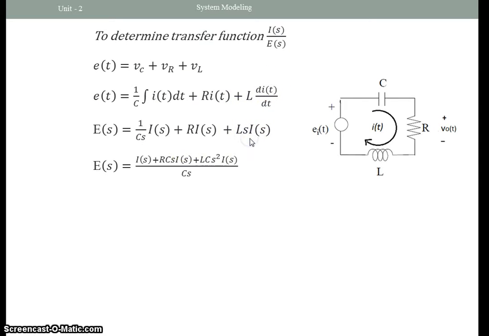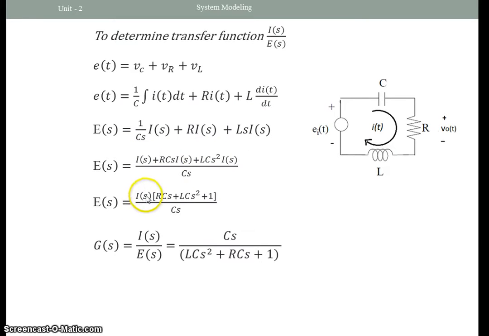And we have three terms, and we can put them in a single fraction where our common denominator is Cs. So this will be the equation when we put these terms in a single fraction. And if you will notice, we have a common factor in each of these three terms, which is I of s. We can factor that out, and now we are ready to determine the transfer function, which is just equal to the ratio of the current I of s and the voltage E of s, which will be equal to the reciprocal of this term.